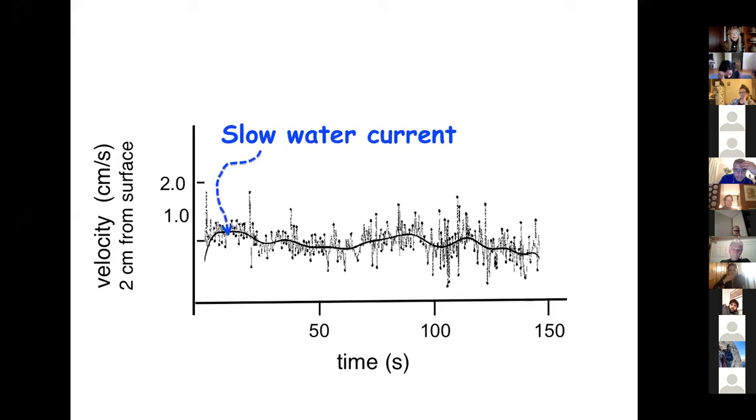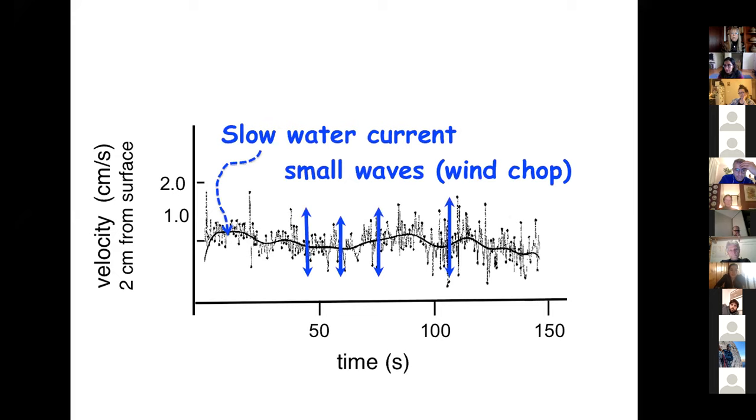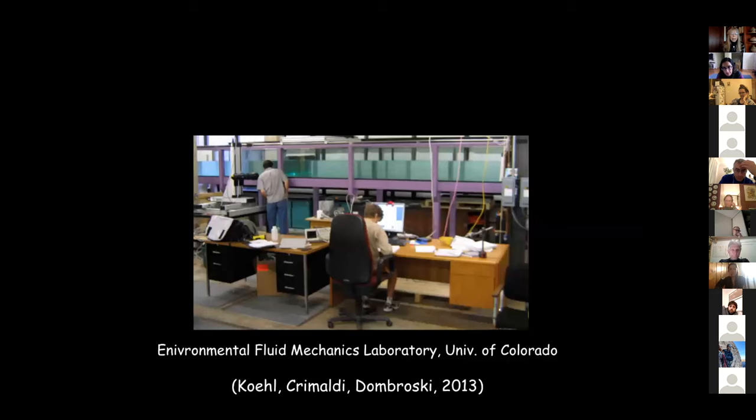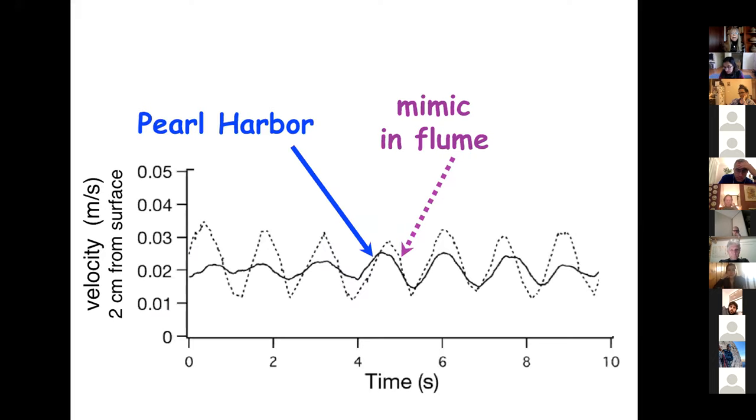And you can see in a harbor, the mean flow is very slow, but there's all this back and forth flow, which is due to wind chop, small waves in the harbor. So we want to mimic the field flow in a wave flume so we can make more fine scale measurements than we can do in the field. And I did this work with John Crimaldi in his lab in Colorado in his big flume. And what you see here is velocity plotted as a function of time for my Pearl Harbor data and what we mimicked in the flume.